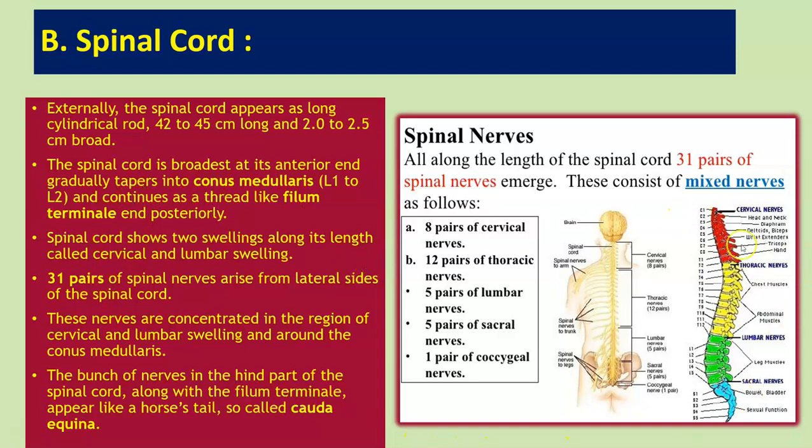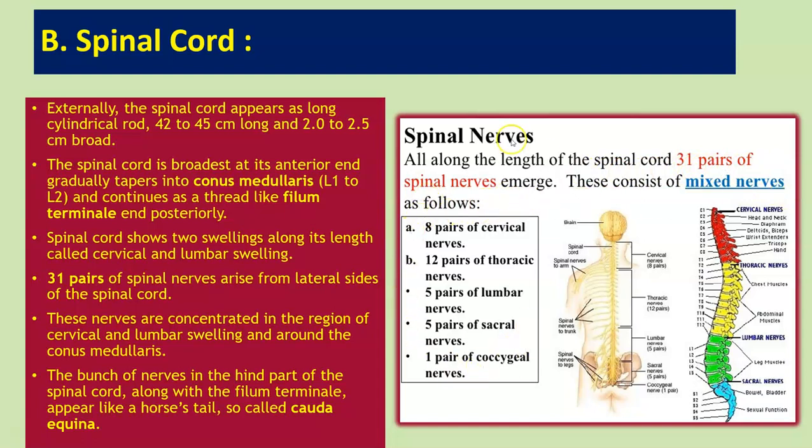Have a look at this image here. You can see the spinal cord. The spinal cord shows two swellings along its length called the cervical and lumbar swellings. 31 pairs of spinal nerves arise from the lateral side of the spinal cord. Have a look at this image again. You can see the spinal nerves all along the length of the spinal cord, 31 pairs emerge. They consist of mixed nerves.